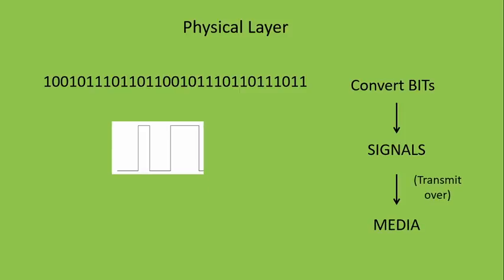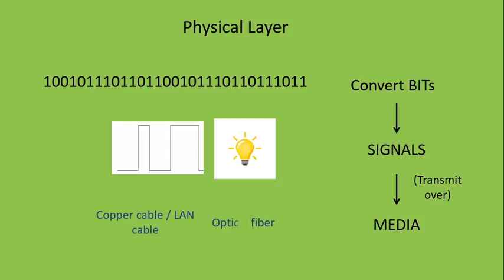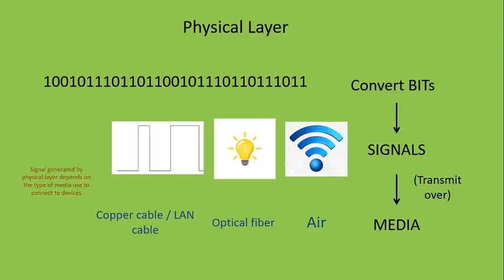Now, physical layer. The physical layer converts this binary sequence into signals and transmits them over a local media. It can be an electrical signal in the case of copper cable or LAN cable, a light signal in the case of optical fiber, and a radio signal in the case of air. The signal generated by the physical layer depends on the type of media used to connect the devices.